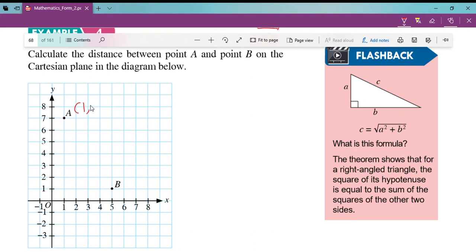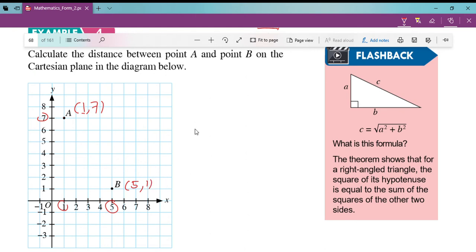1 and then 7. x is 1. We read it from here, 1 for this one, and then 7 from here. That's the coordinate of point A. Next, the coordinate for point B. Always read x first. So x is 5, y is 1, so it's 5, 1.